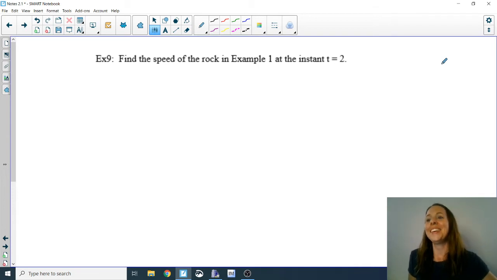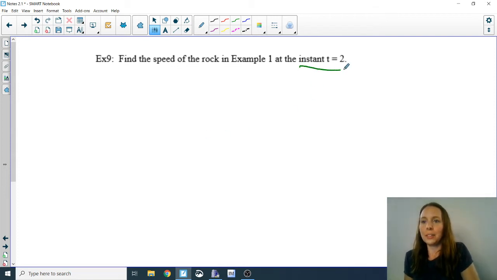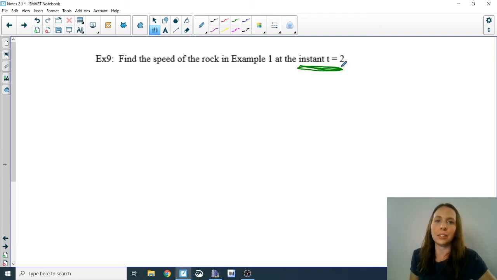Okay, example 9 is where the real work in this last little bit of section 2.1 comes in. Find the speed of the rock in example 1 at the instant t equals 2. So we are now trying to find something called instantaneous speed, or an instantaneous rate of change, and that is much more complicated to do. That's what we're going to need to build up to all throughout this chapter and the beginning of the next unit of the course, to eventually call it a derivative.